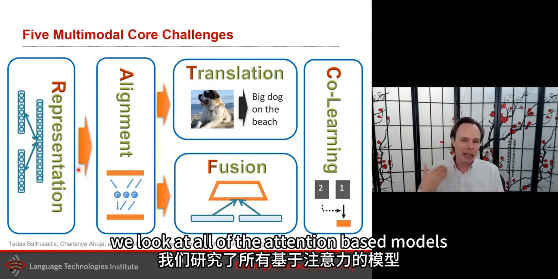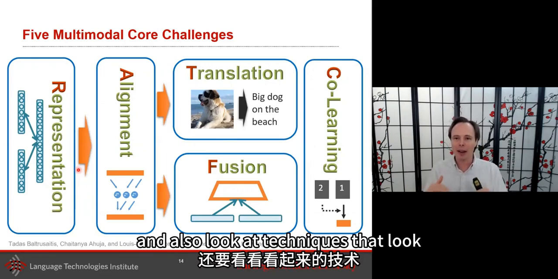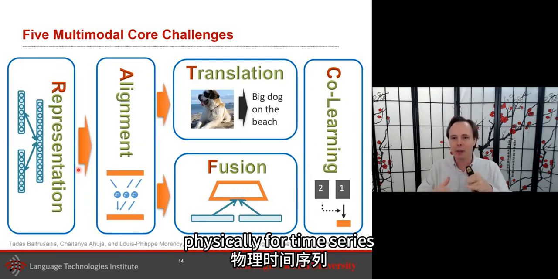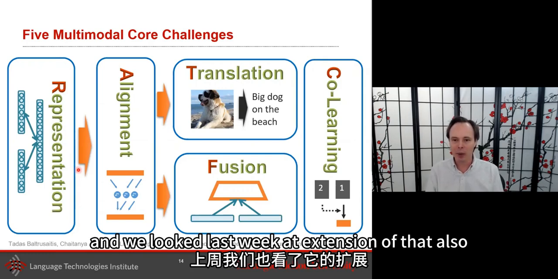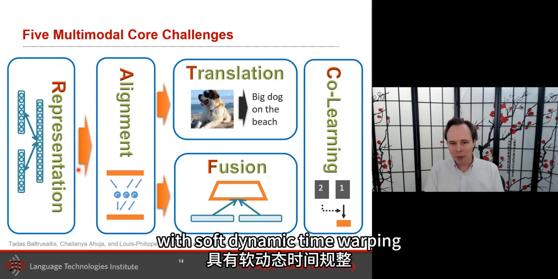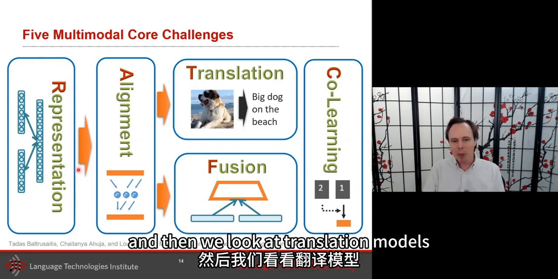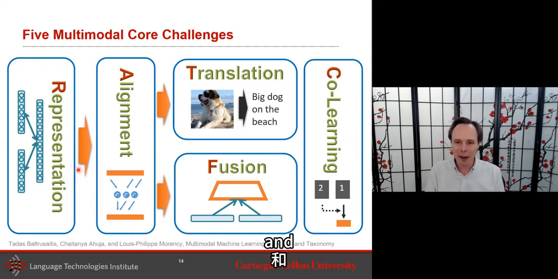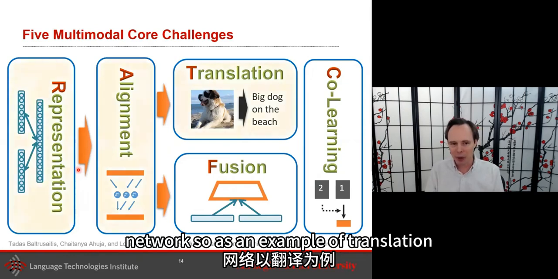We look at all of the attention-based models, the self-attentions, and also look at techniques that look specifically for time series, like dynamic time warping as an example. And we looked last week at an extension of that, also with the soft dynamic time warping, and we'll look at a few other examples. And then we look at translation models, and one example that I particularly like was the module network. So that's an example of translation.